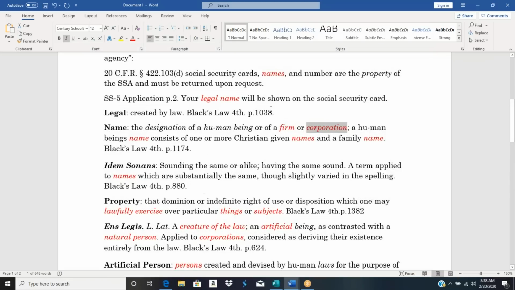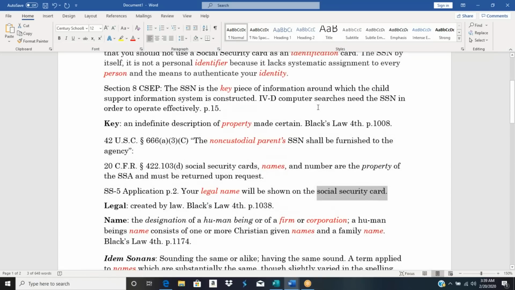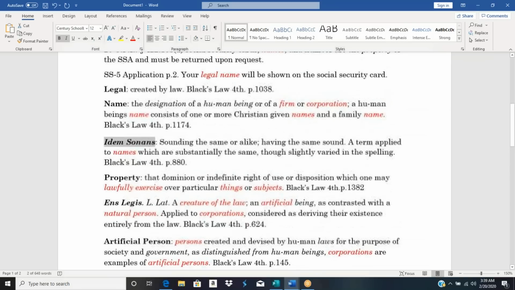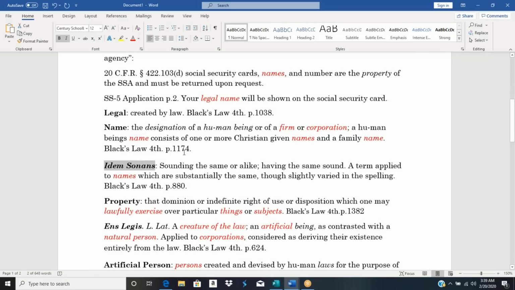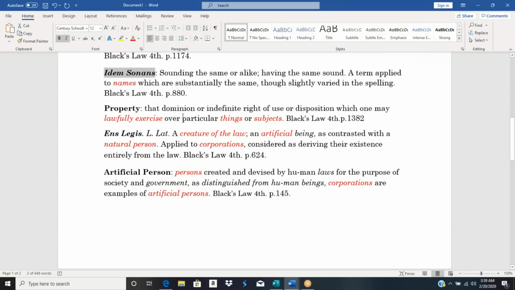They're calling the legal name that is on the Social Security card, because it says the non-custodial parent's SSN shall be furnished to the agency. So that means that name, which is the property of the Social Security Administration, is the one they're calling, the one you're answering to, and they're fooling you with an idem sonans. Now, the Social Security number, card, and name is the property of the Social Security Administration.